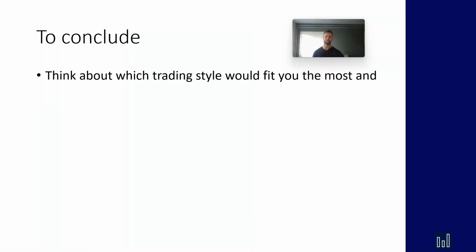So to conclude, think about which trading style would fit you the most. Mechanical trading, discretionary trading. It doesn't mean you can only do one of those. It means that you start with one of those and then later on add things. So if you start fully mechanical and you have a system and you have some experience, then you might bend the rules sometimes and add some systematic discretion. So really think about it and focus on that style.